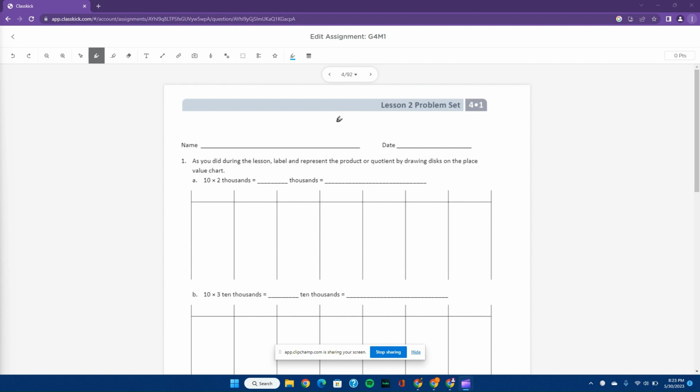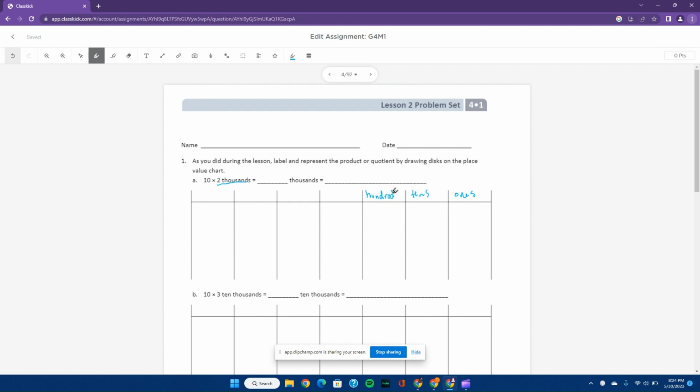Number 1 says, as you did during the lesson, label and represent the product or quotient by drawing discs on the place value chart. So this lesson 2 sort of piggybacks off of lesson 1. We're just going to start working with some larger place values. Letter A shows 10 times 2 thousands is equal to some amount of thousands, which is equal to something. So the first thing I should do is go through and label my place value chart to find the certain place value that I need to be working with.